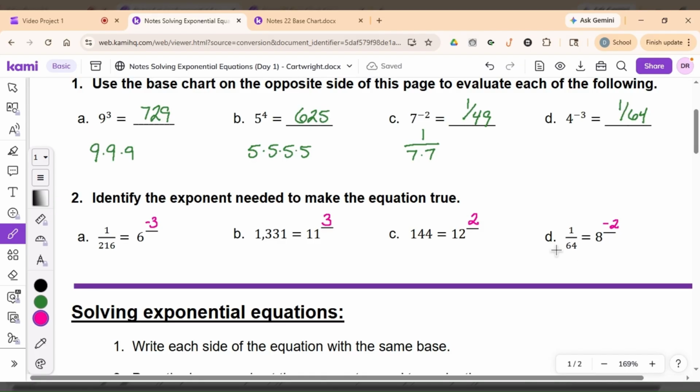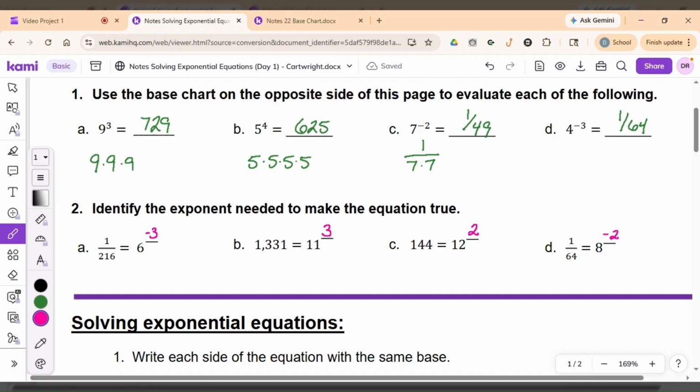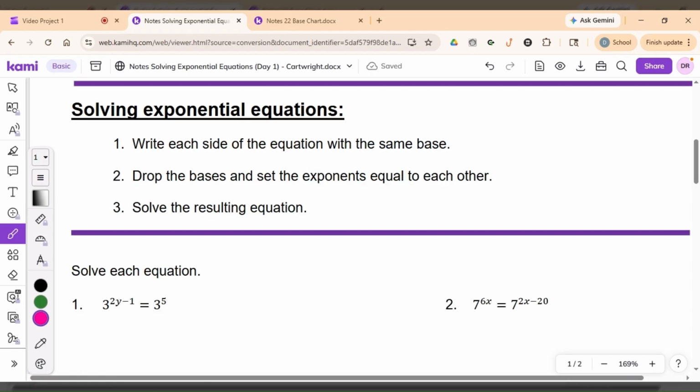Okay, so you're not going to have to do too much with thinking this way today, but as we solve more complex equations, this kind of thinking is going to help, knowing what kind of exponents are going to give us certain expressions. Okay, so you have that base chart, hold on to it because it'll help you out. Now, as we go down, our real goal today is just to solve equations that have exponents, and you're going to see variables in those places, okay?